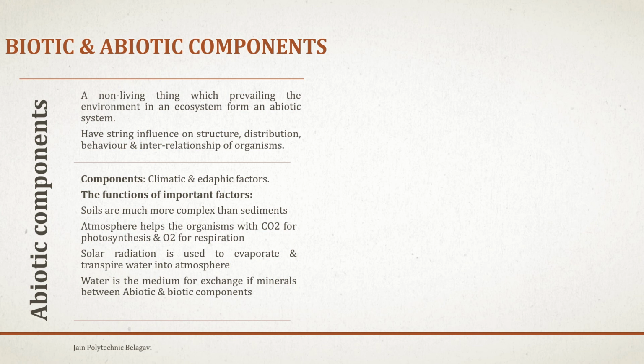Next, the atmosphere helps the organisms with carbon dioxide. The different atmospheres help the organisms with CO2 for photosynthesis and O2 for respiration. Solar radiation is used to evaporate and transpire water into the atmosphere. Next, the last, water is the medium for exchange of minerals between abiotic and biotic components.